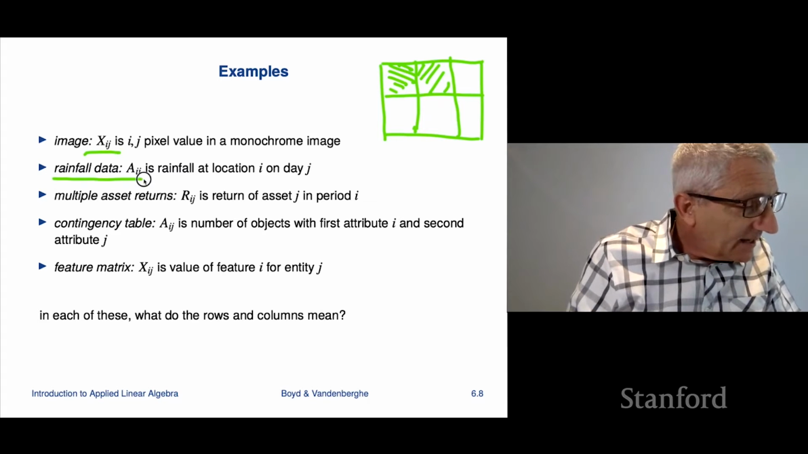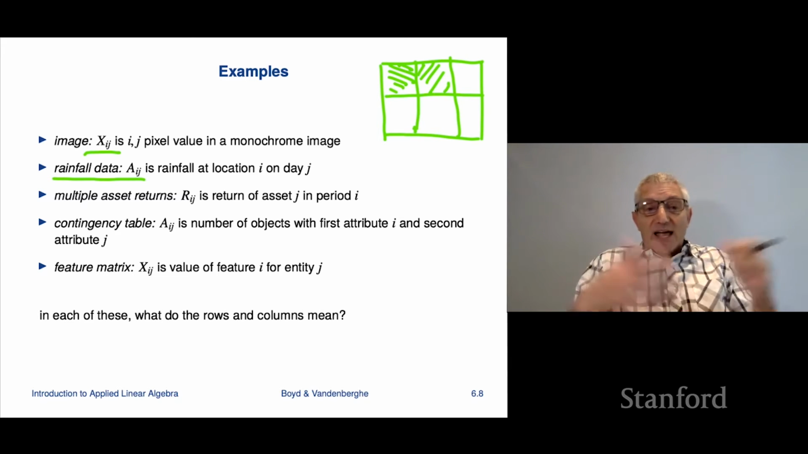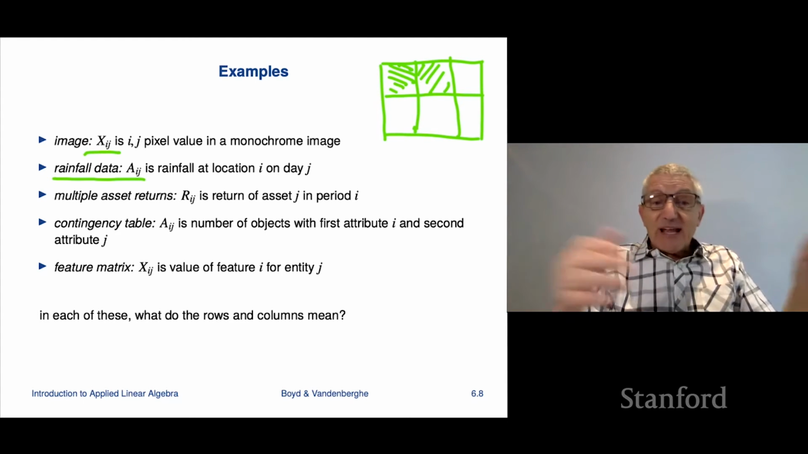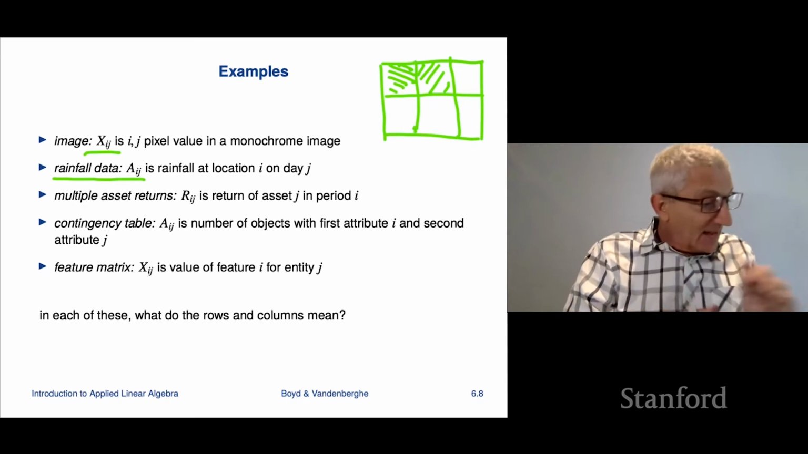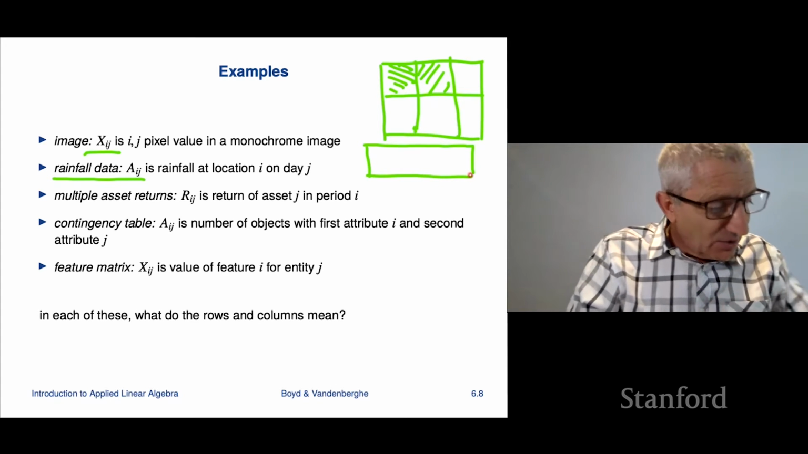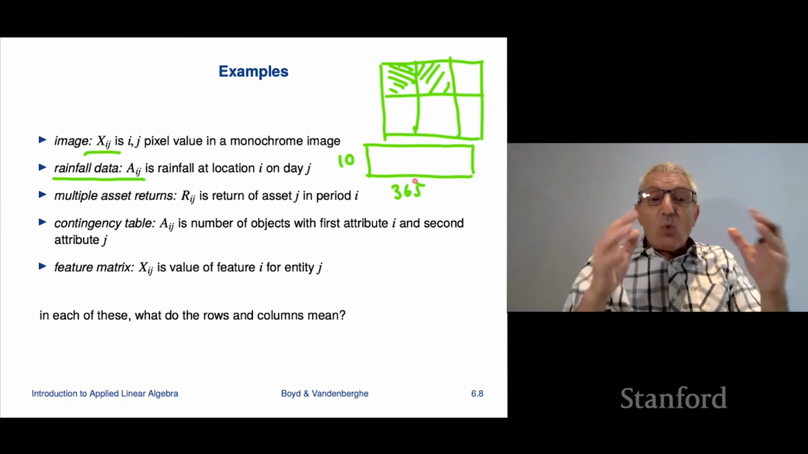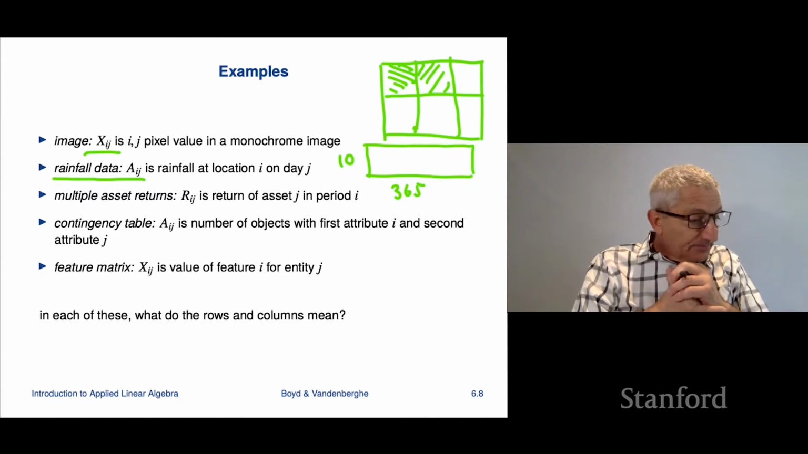Here's one from data. Aij could be the rainfall in location i on day j. That's it. So I'm interested in 10 locations and let's say a year, so 365 days. Then I would have a matrix which is 10 by 365, and that would give me the rainfall at my 10 locations. So it's going to have a height of 10 and a width of 365. So it's going to give me 1 year of rainfall data at 10 locations.